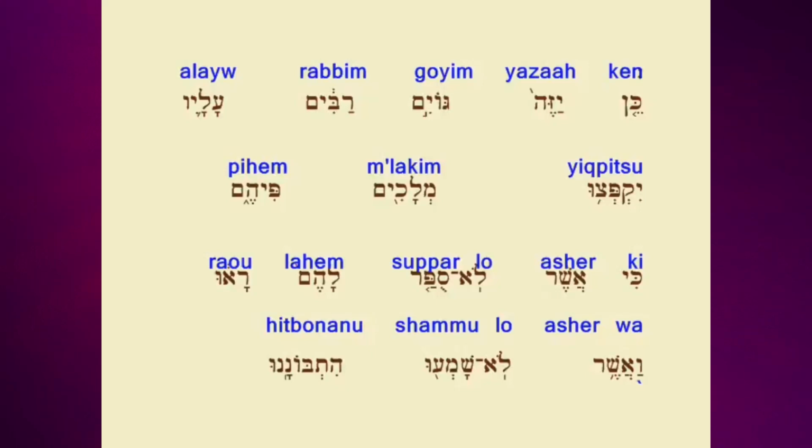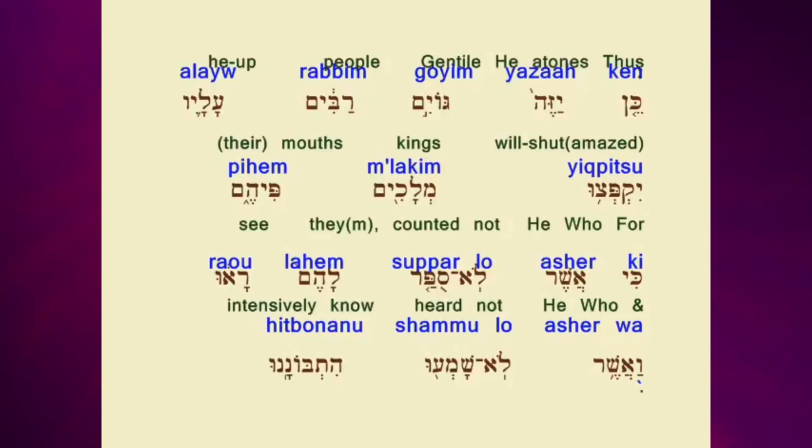You see the paralleling between hitbonanu, which is being caused to intensively understand, and ra'u, which is to see, look at, inspect, but it's in the Qal perfect. Now, before we get into the meter, I want to show you the threading. The first instance of threading, there's so much threading in here, it shocks me.